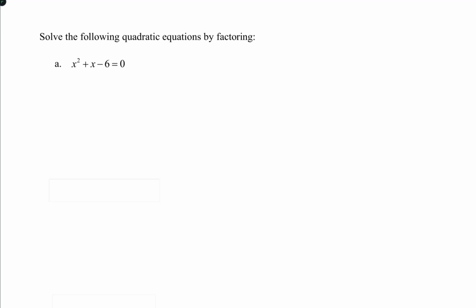Solve the following quadratic equations by factoring. So this first example is one of the easiest examples of when we can factor a polynomial, if it will factor, because not all quadratics will factor.